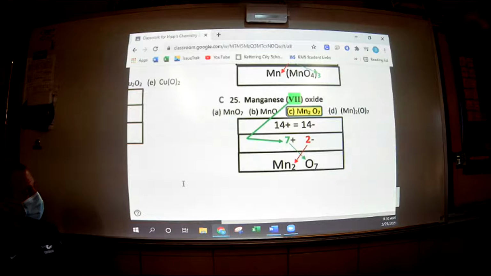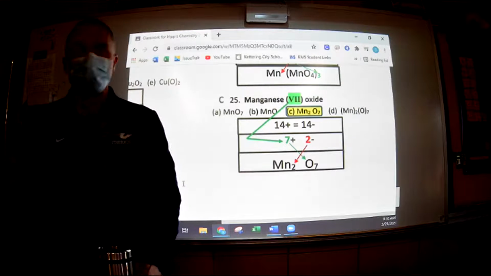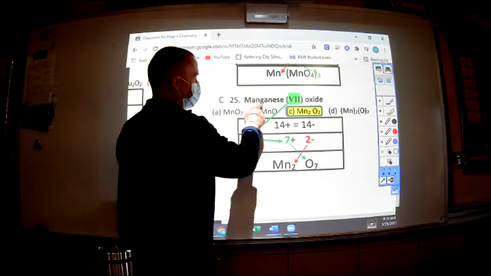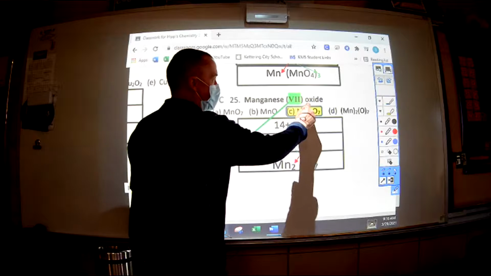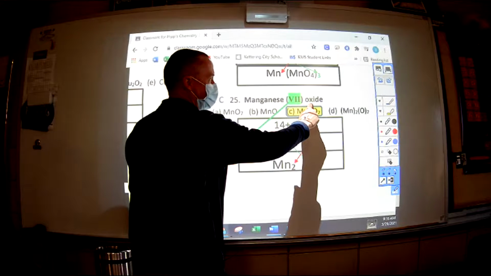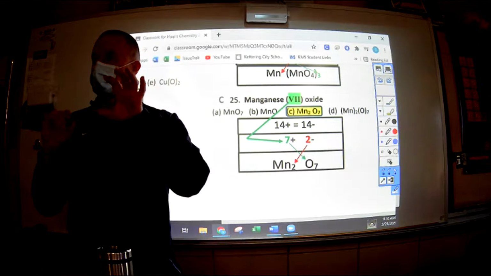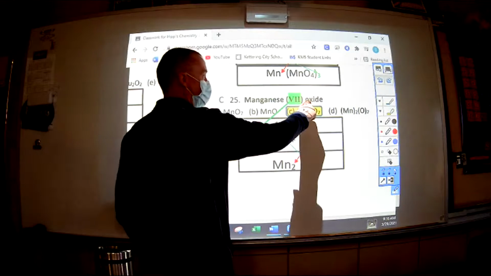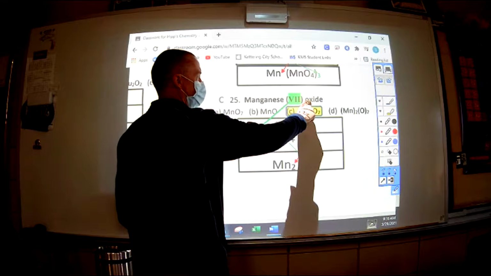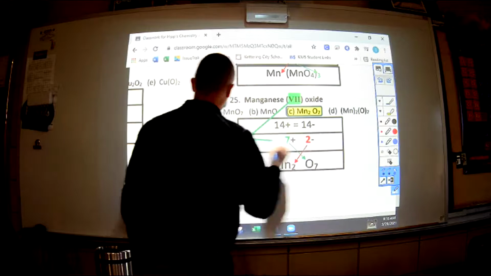Let's do 25. First, we're going to write the names and symbols. So manganese, I look on the periodic table, it is Mn. Oxide is oxygen. You're like, how do I know that? Well, it has the "ide" at the end with an element. Element followed by "ide" is, in this case, the anion of oxygen. So I would write Mn.